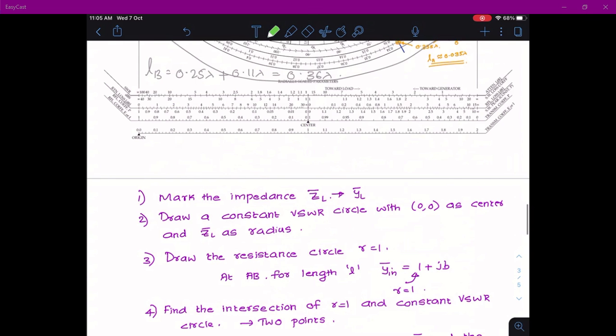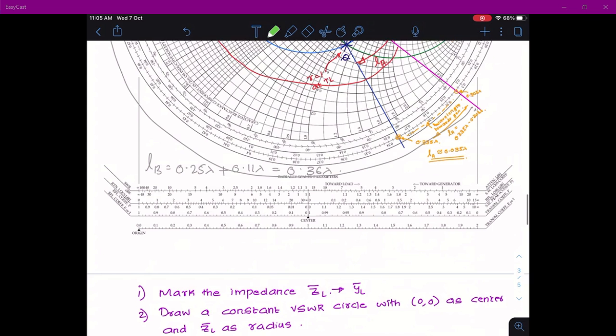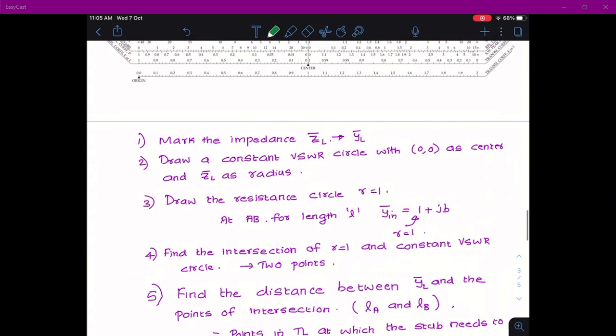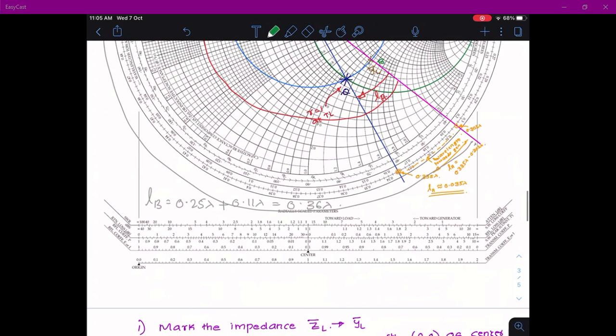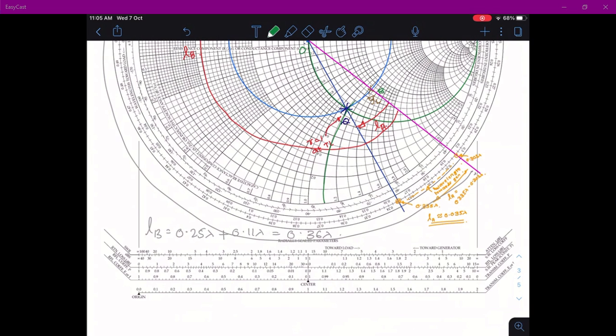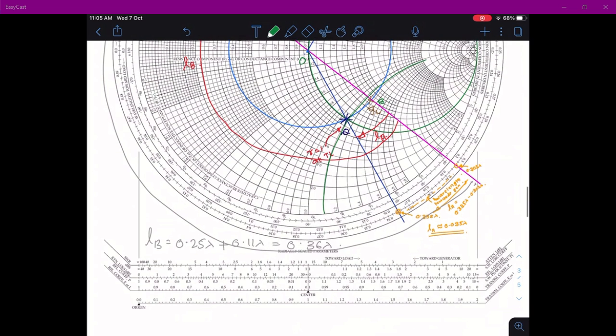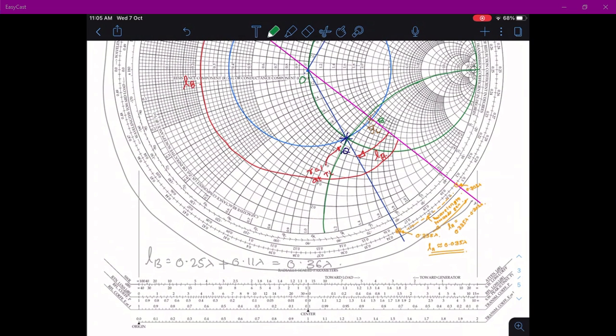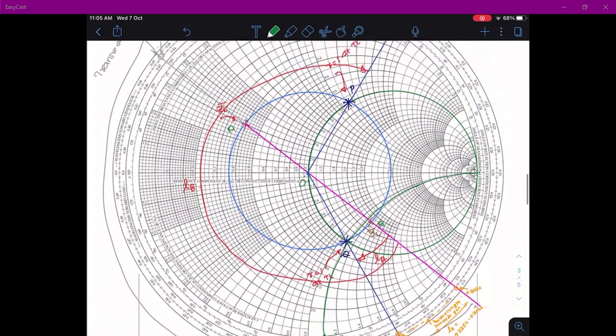So this is the point B. If you draw this circle, basically this is the constant reactance circle which is passing through the point Q, and the impedance here is minus 1.1 j.